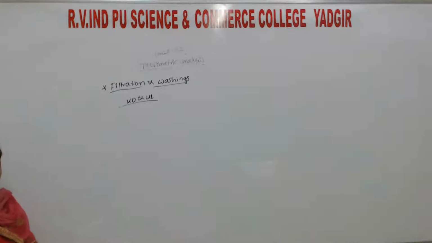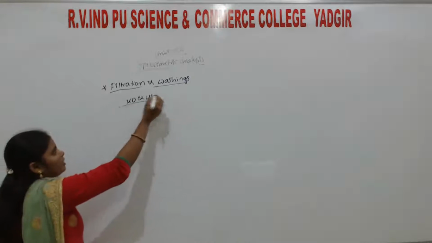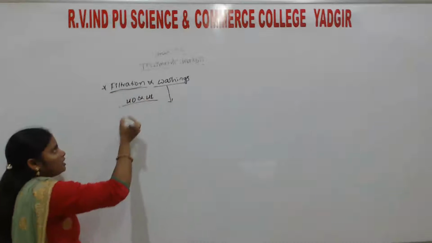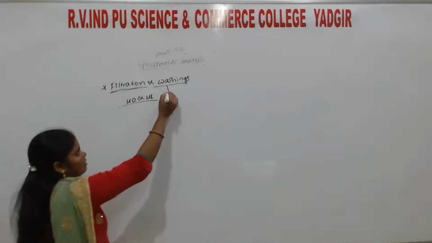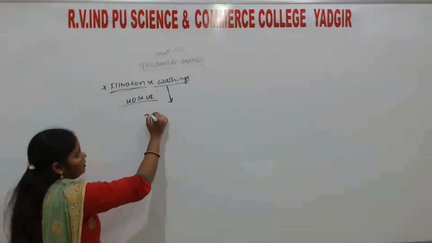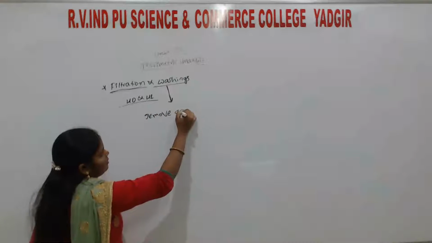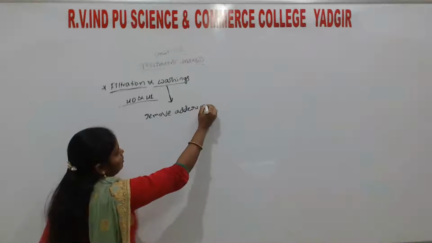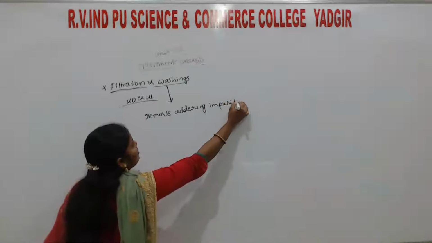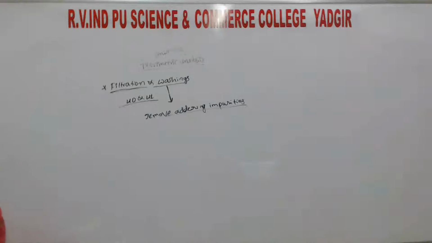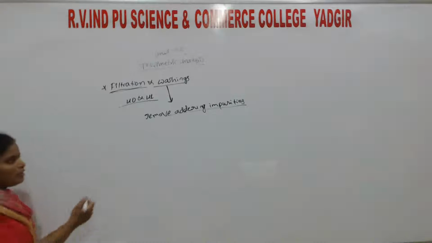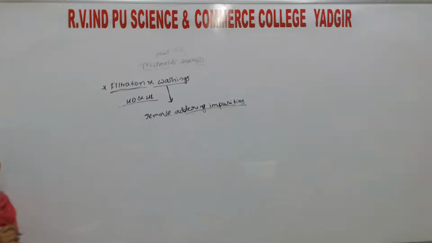Use any of the washing liquid or hot water to remove all the adhering impurities. After the filtration is completed, use the washing liquid to remove the adhering particles or impurities. Any impurities present in the original precipitate are removed when you wash.